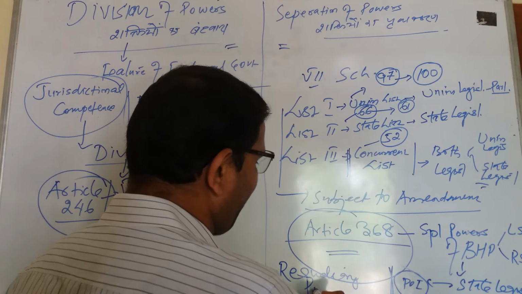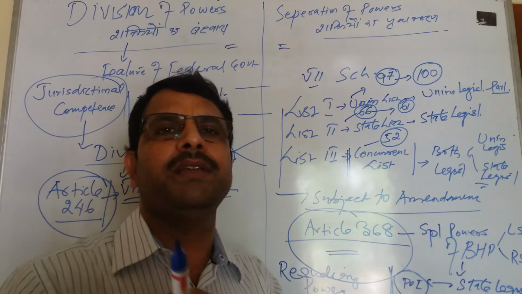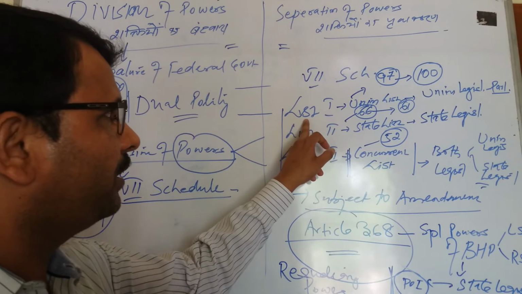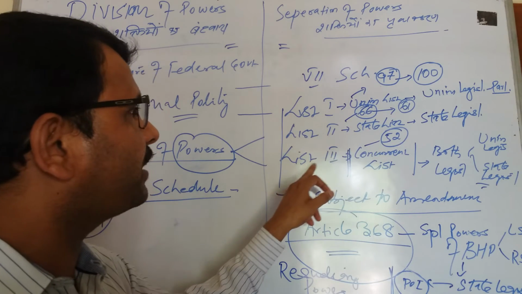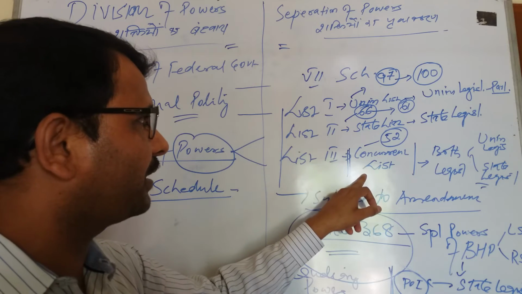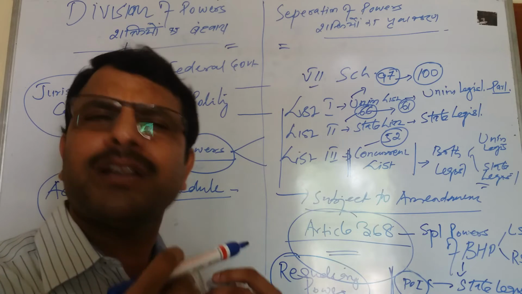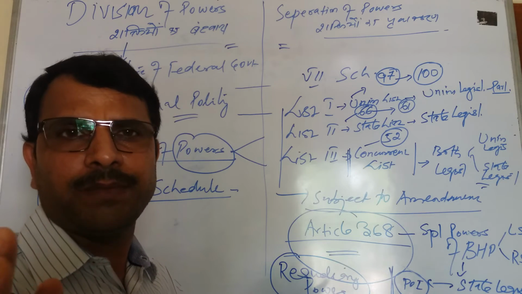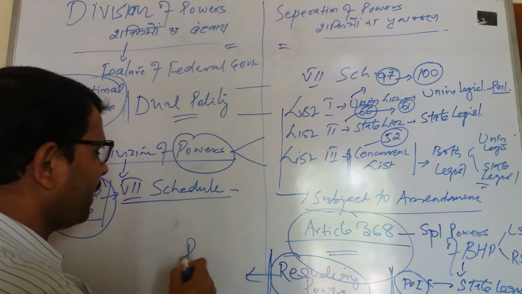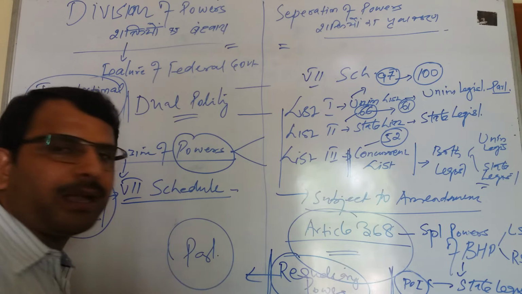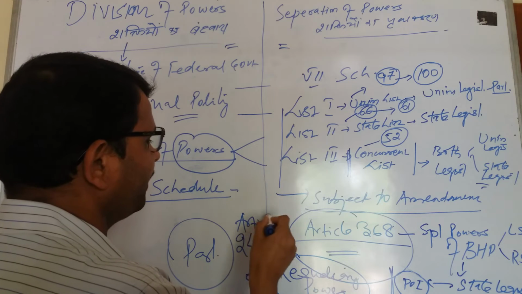Residuary powers. Residuary powers mean what? If any subject is not exclusively provided either in list 1, that is the union list, or list 2, that is the state list, or list 3, that is the concurrent list, then that power shall come under the residuary powers. That means it is not exclusively mentioned under the Constitution, but it may arise in future. That power shall lie exclusively with Parliament. So Parliament will make a law under this residuary power that is given under Article 248 of the Indian Constitution.